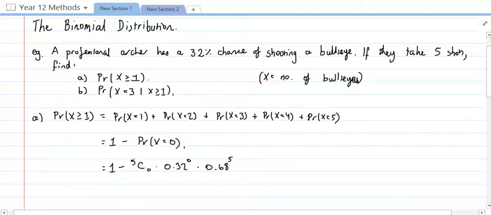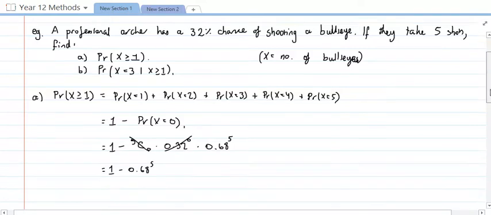So 5C0, well, that's just equal to 1. Anything C0 is just 1. And 0.32 to the power of 0 is also just 1. So that's gone as well. So what we're left with is just 1 minus 0.68 to the power of 5, which is a calculation that we can do fairly easily.